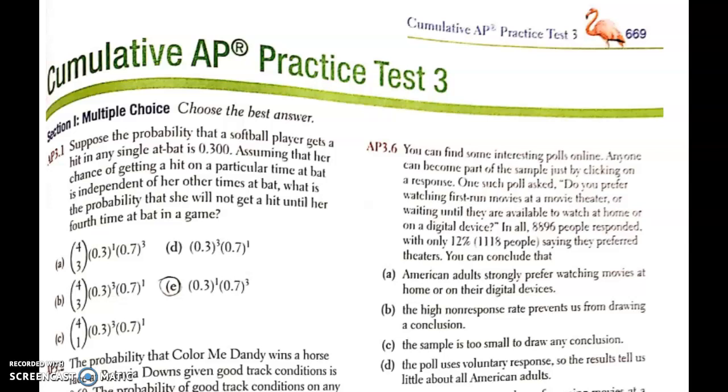This is a video to go over the Cumulative AP Practice Test number 3 on page 669 in your textbook. You should take about 60 minutes to do the first 30 multiple choice questions, and when you're done, you should resume this video to go over the answers. The solutions are in the back, but this video is going to go over what chapter each of the answers is taught about. So take a minute, pause the video, make sure you're done with the first 30 questions.